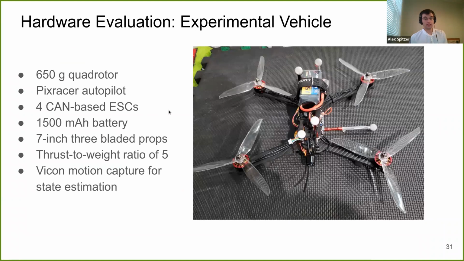So we evaluate this method on this hardware quadrotor. It's a very light and agile quadrotor. It weighs about 0.5 kilogram. It's got 7-inch props, which are pretty large relative to the size of the body, as you can see here. And we use Vicon for motion capture for this first part of the experiments.